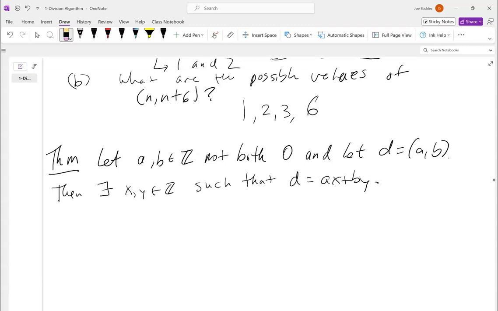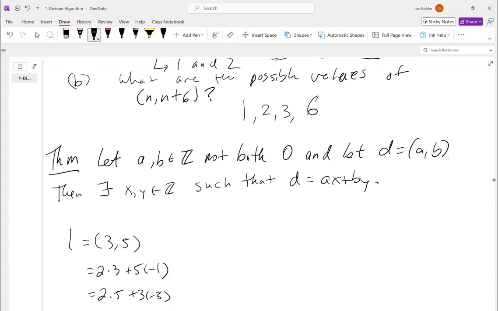Notice this is not unique, by the way. For example, you just told me a second ago that the GCD of 3 and 5 is 1. One way to write this would be 2 times 3 plus 5 times negative 1, right? But I could also do, I guess I could read it the other way, 2 times 5 plus 3 times negative 3, right? The X and the Y don't have to be unique. All we're saying is that they exist.